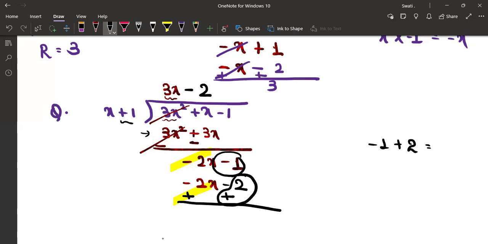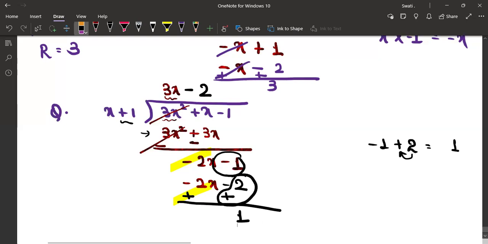Minus 2. But what is 2 minus 1? Is it not 1? 1. And then plus sign will come because 2 is having plus sign. So it's 1. That's the answer. So what is the quotient? 3x minus 2. And what's the remainder? 1. Manya, clear? Yes. Okay.